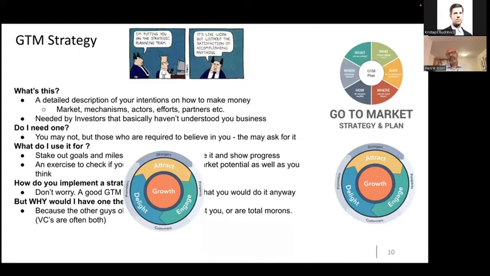So having a strategy and go-to-market strategy, this is something that I have. Oh, there's something wrong with the slide here.